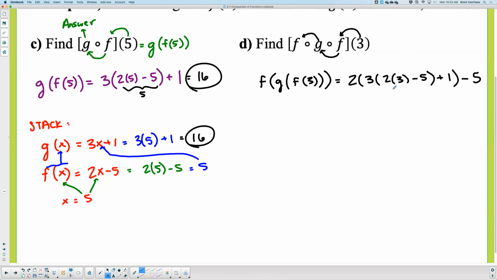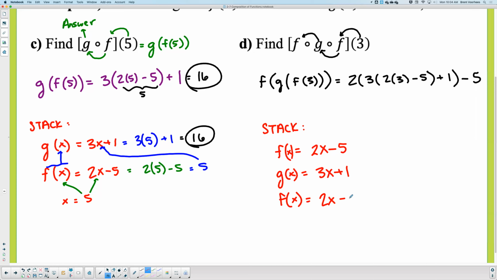Again, once it gets complex, I'd recommend you do a stack. Using a stack takes away the trickiness of it. So what was F's equation one more time? F's equation is 2x minus 5. You just stack that on top of G, which is 3x plus 1. I just have to look up. 2x minus 5. And then underneath that, we would have an x value of 3.